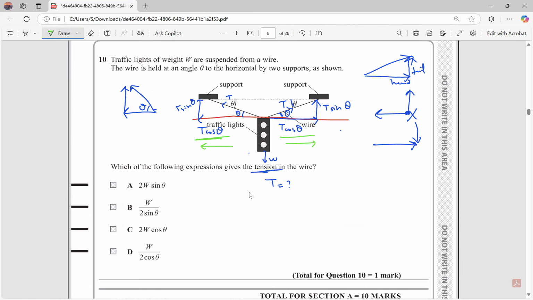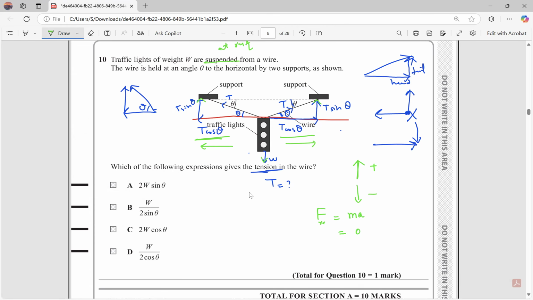Weight and T sine theta, they are the vertical forces. The T sine thetas are both upwards. Weight is downwards. Again, using the convention, up is positive, down is negative. Let's write the equation F is equal to ma. But here there is no acceleration because the traffic lights are suspended. So they are at rest. So they are in equilibrium. There is no resultant force acting on that. So acceleration is zero.